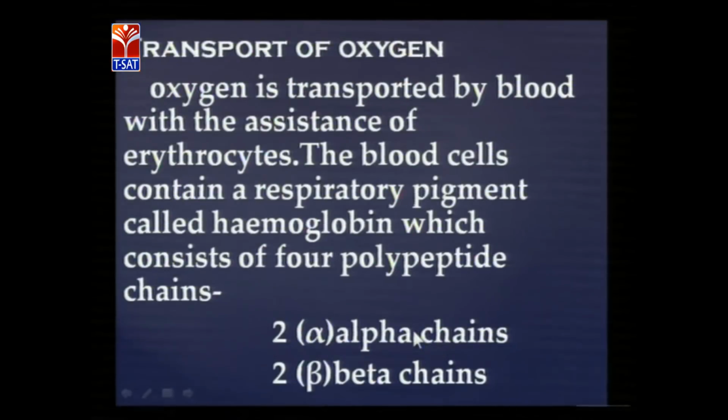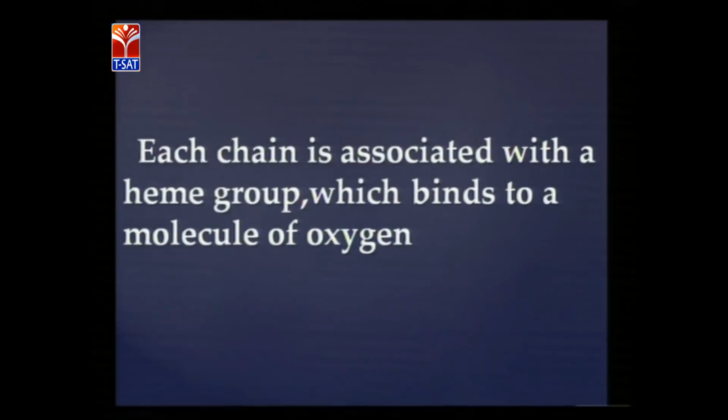Now transport of oxygen. The air which we inhaled is rich in oxygen content. This oxygen is transported by the blood. The primary blood cells are the red blood cells, which contain a respiratory pigment called haemoglobin, which consists of 4 heme groups and 4 polypeptide chains, in that 2 alpha chains and 2 beta chains. Each chain is associated with a heme group which binds to a molecule of oxygen. That means one hemoglobin molecule can combine with 4 molecules of oxygen.